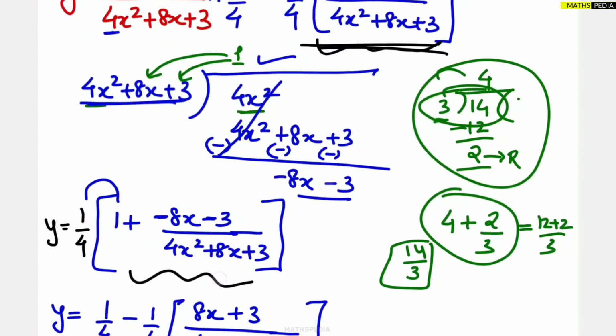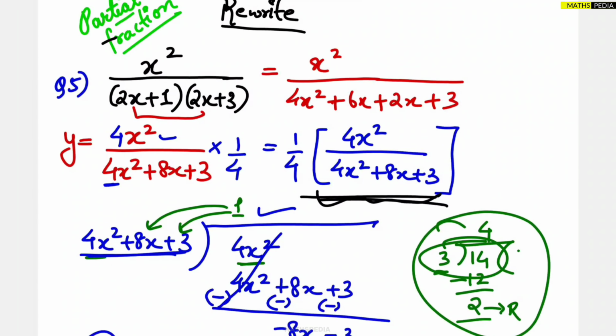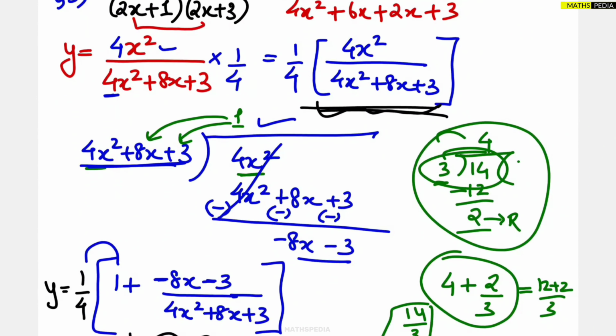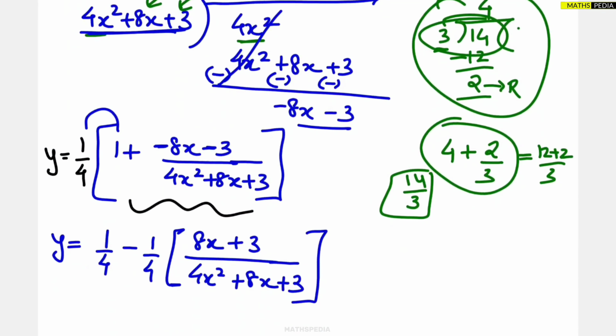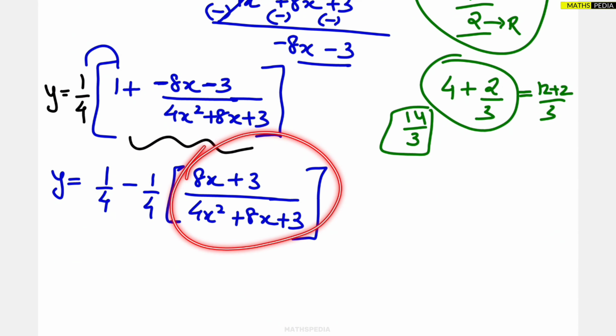Here what happened in the particular question, the degree in the numerator as well as denominator was equal. But what we did, we have rewritten this fraction in such a way that we have got the proper fraction. Now we can apply what? Partial fraction method. So let us apply that.